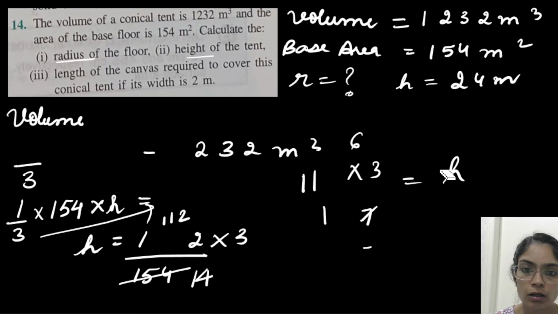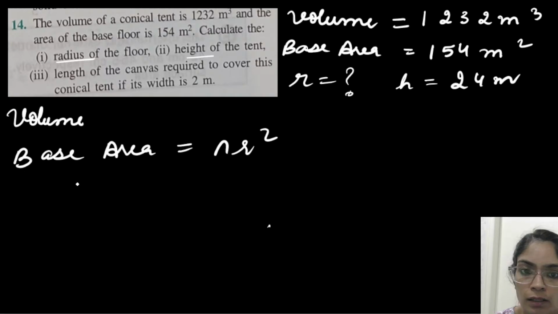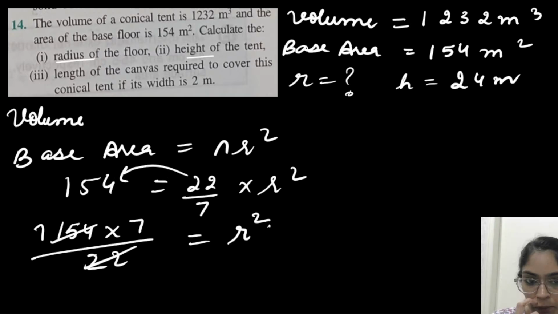So base area is pi r square. Base area is 154. Pi's value is 22 by 7, into r square. 22 by 7, let's shift to the other side. 154 into 7 by 22 is equal to r square. So 22 into 7 is 154.